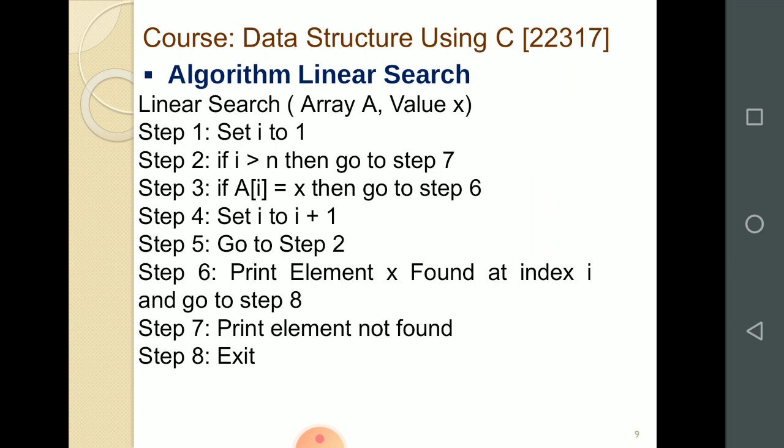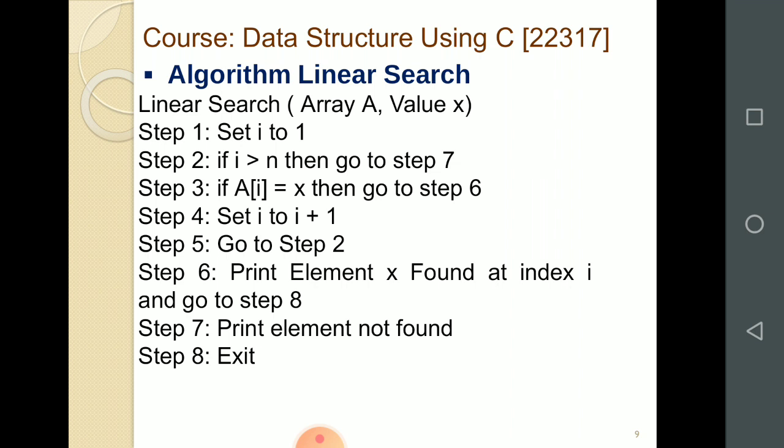This is the algorithm. A simple algorithm is given. Set I equal to 1. If I is greater than n, then go to step number 7. What we are going to do here? We are comparing every element. So linear search is the function. The array is given and the value x is also given. We set I to 1, and while I is greater than n, go to step number 7. When the array elements are completed, we directly go to the last step.